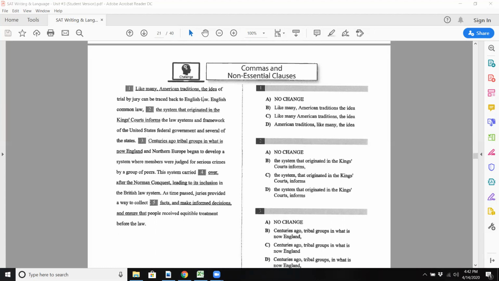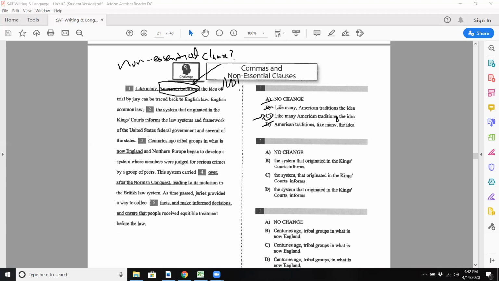Like many American traditions, the idea of trial by jury can be traced back to English law. By putting the two commas here, is that really a non-essential clause? No, because if you got rid of it, like many, the idea of trial by jury, that just sounds weird. It should be like many American traditions. So I just go C for that one, because the non-essential clause is a middle phrase with two commas, and the American tradition is not being set up that way.